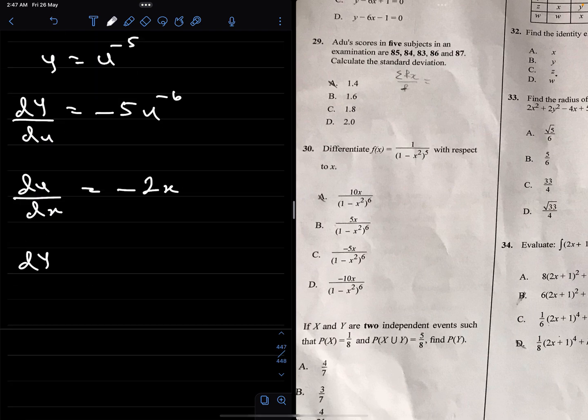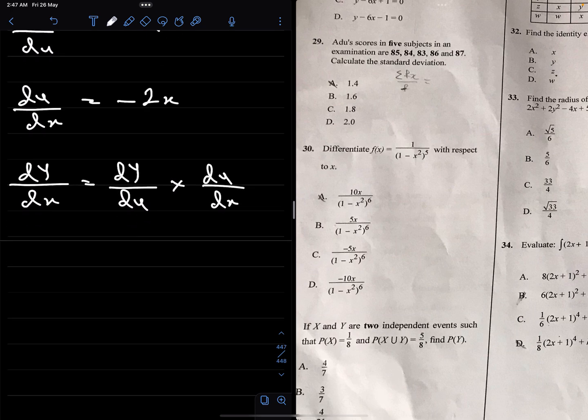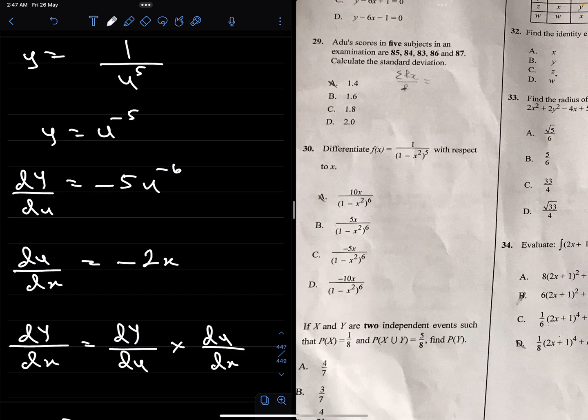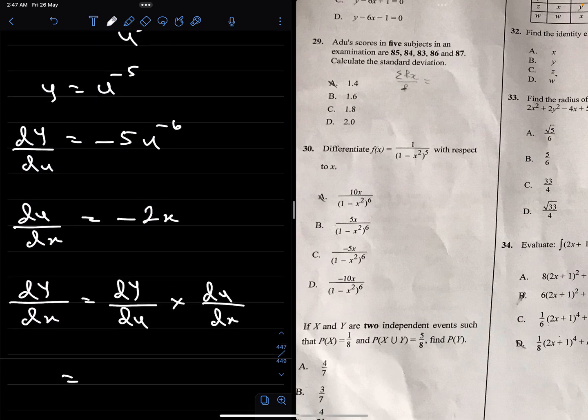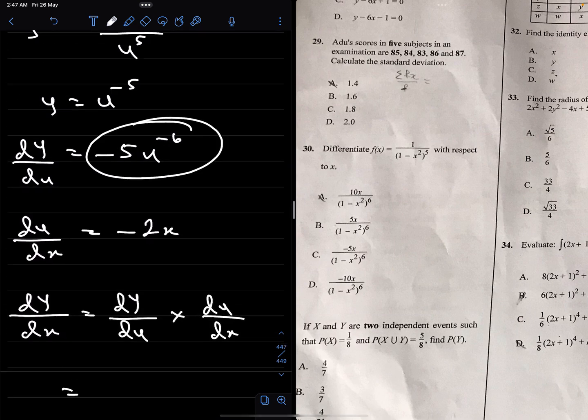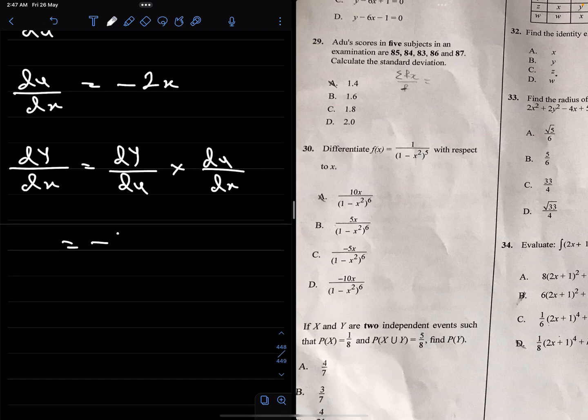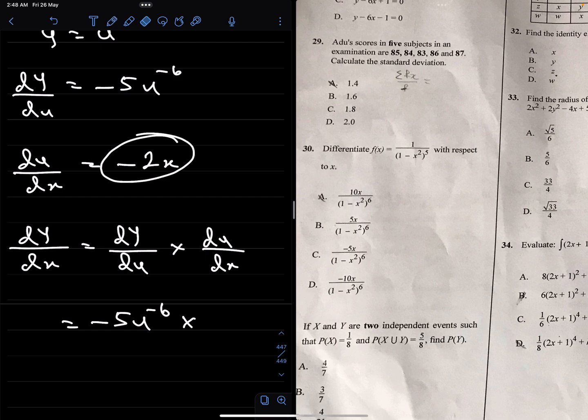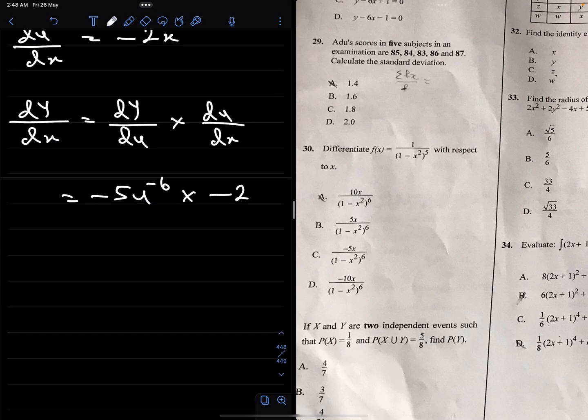That simply means dy dx will be equal to dy du times du dx, which is minus 5u raised to power minus 6 times minus 2x, and that's equal to 10x u raised to power minus 6.